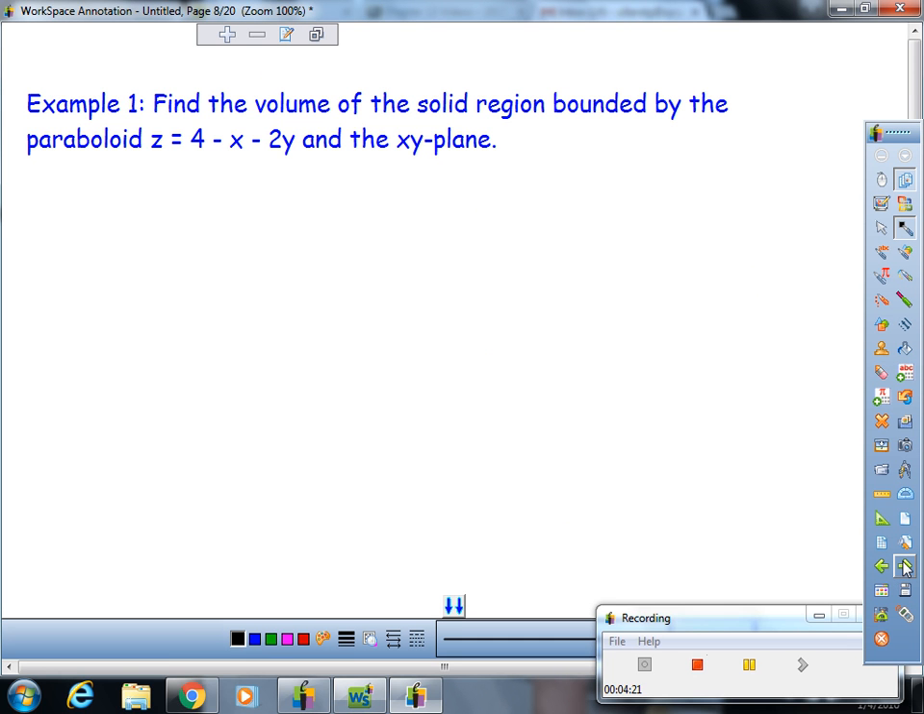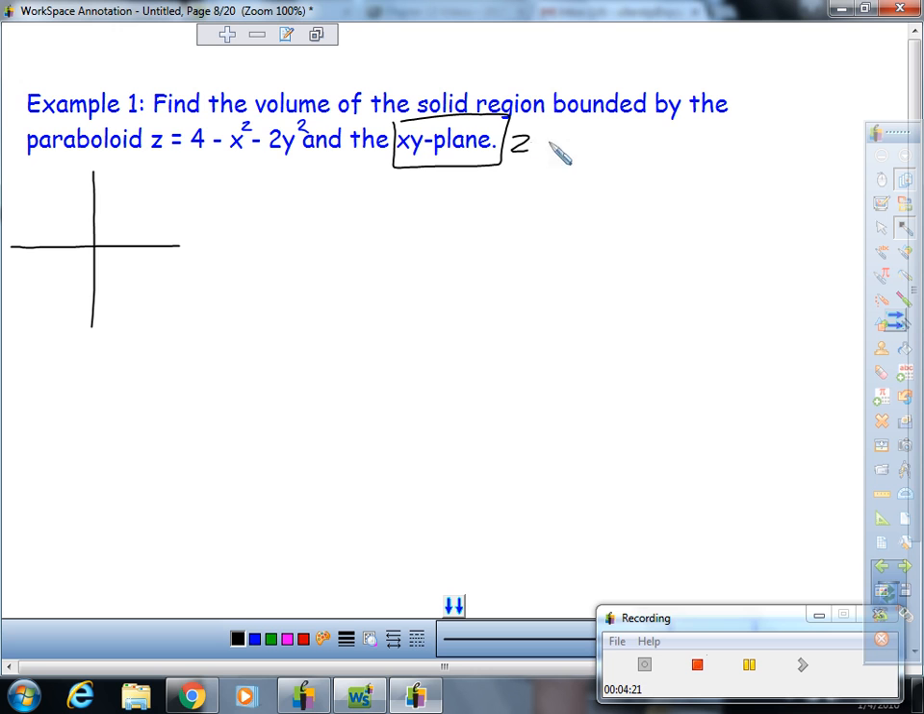Okay, so this is our first and only example of this video. Find the volume of the solid region bounded by the paraboloid z equals 4 minus x squared minus 2y squared and the xy plane. It's helpful here to first start by sketching the area. So the xy plane is z equals 0.